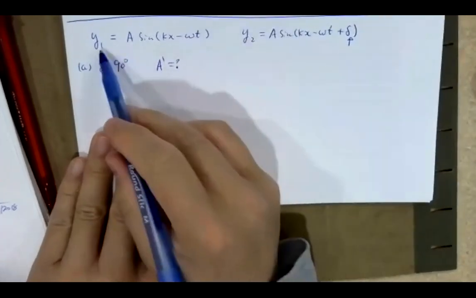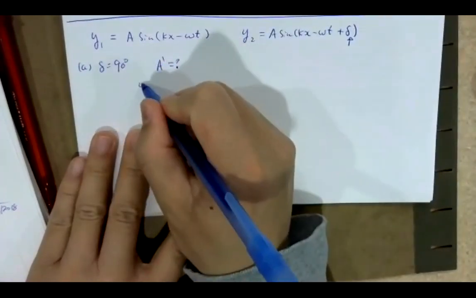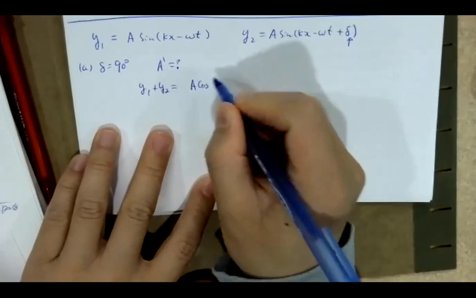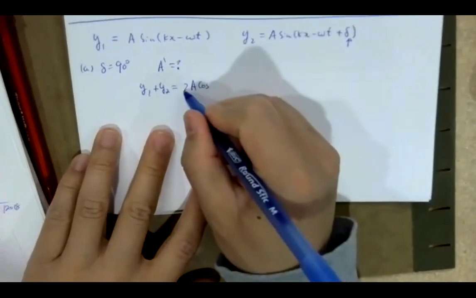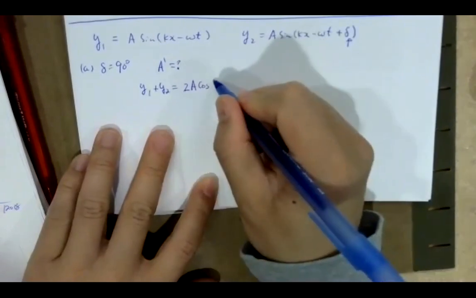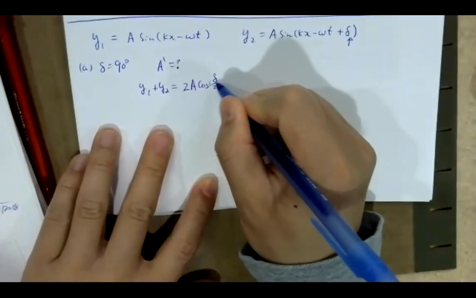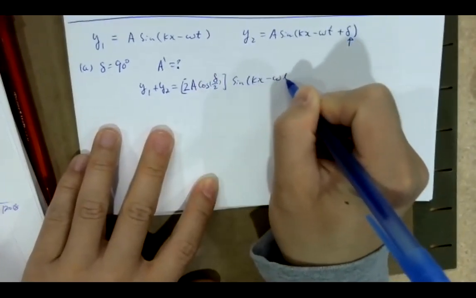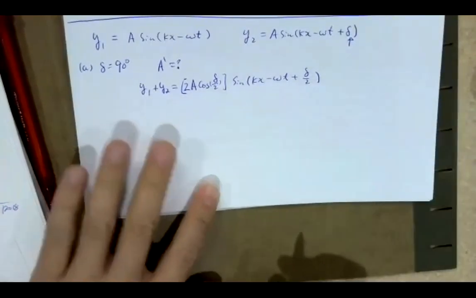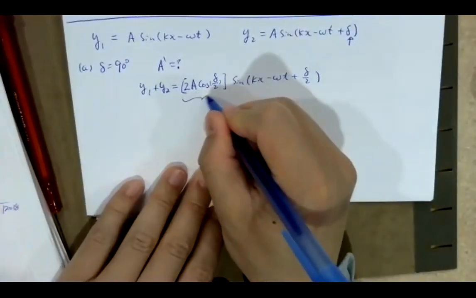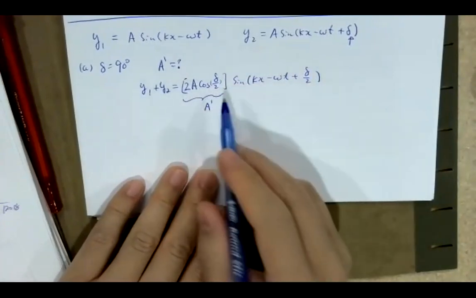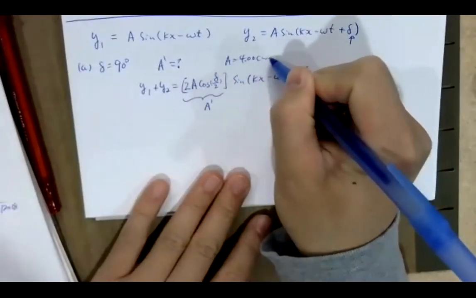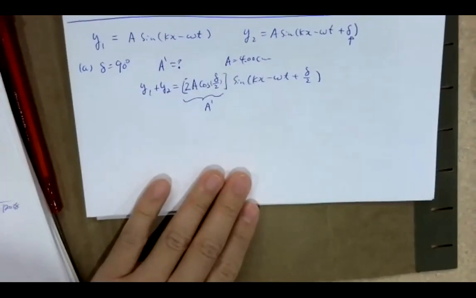So in the previous slides, we know that if you have two waves and they add up, then the resultant will be y1 plus y2 equals 2A cosine delta over 2 times the sine of kx minus omega t plus delta over 2. So this is the new amplitude term, A prime. So you are looking for this. And it tells you A is equal to 4 centimeter. So you can calculate your A prime.